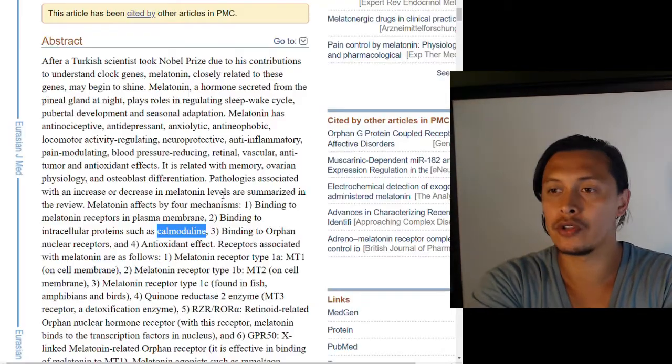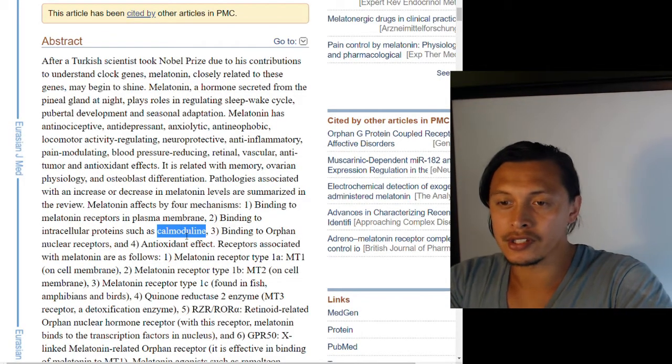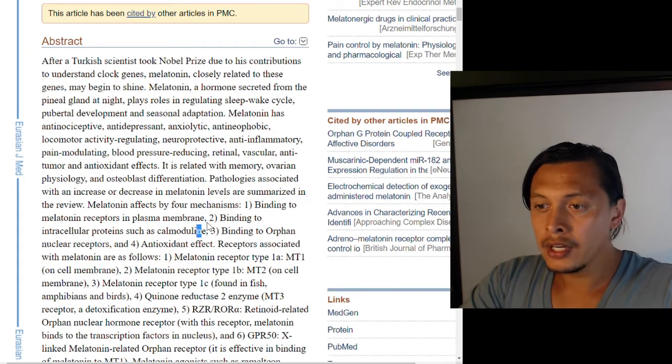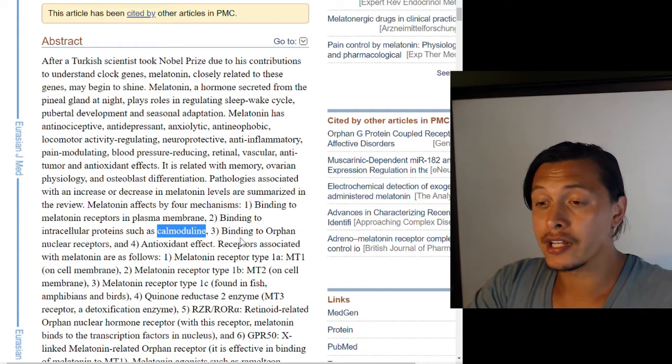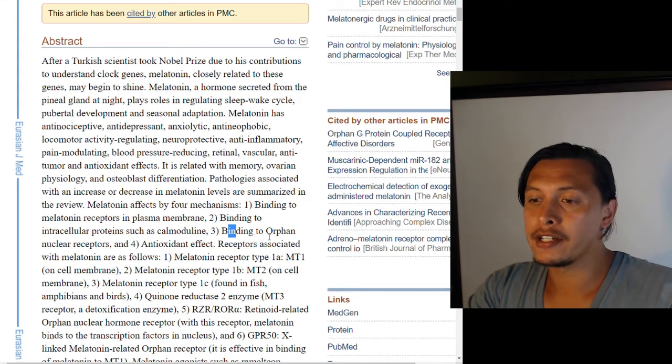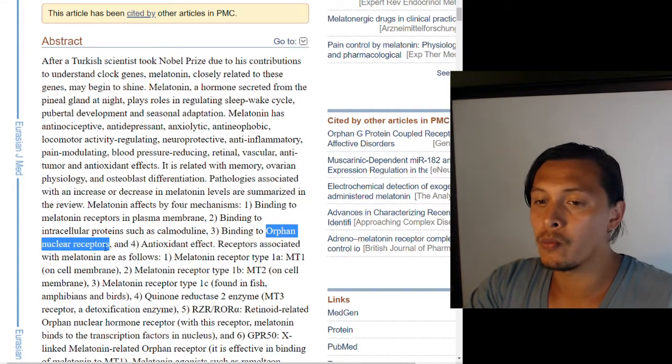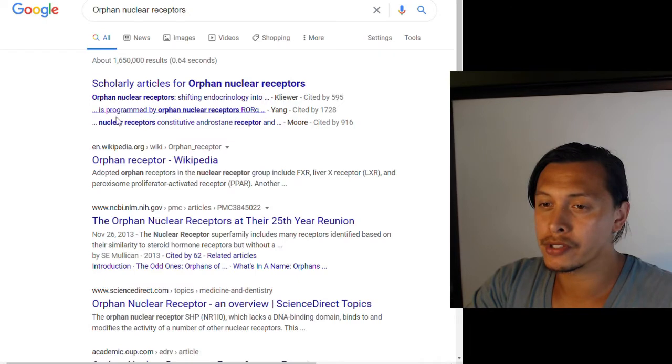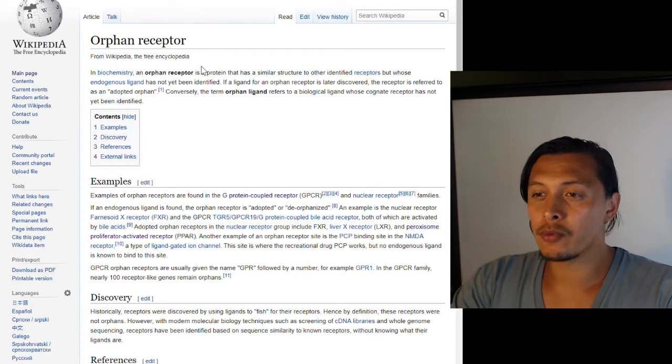So let me see if there is melatonin, serotonin, nope. So the Wikipedia article doesn't have one of that. So melatonin will bind to calmodulin, that's another thing. It also can bind to orphan nuclear receptors. And what are these orphan nuclear receptors? So these are receptors.